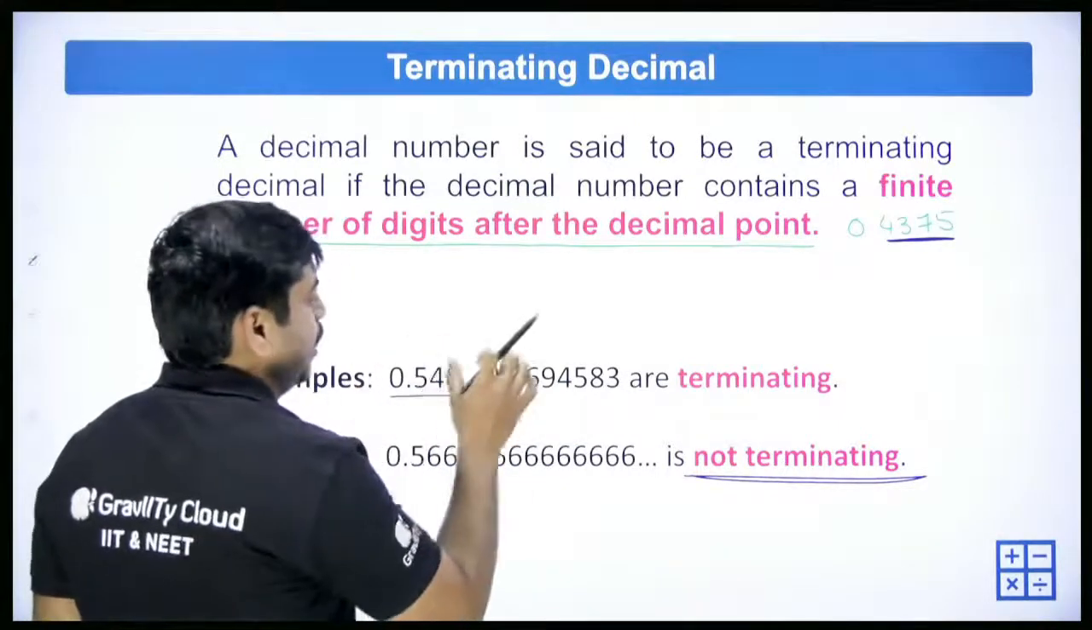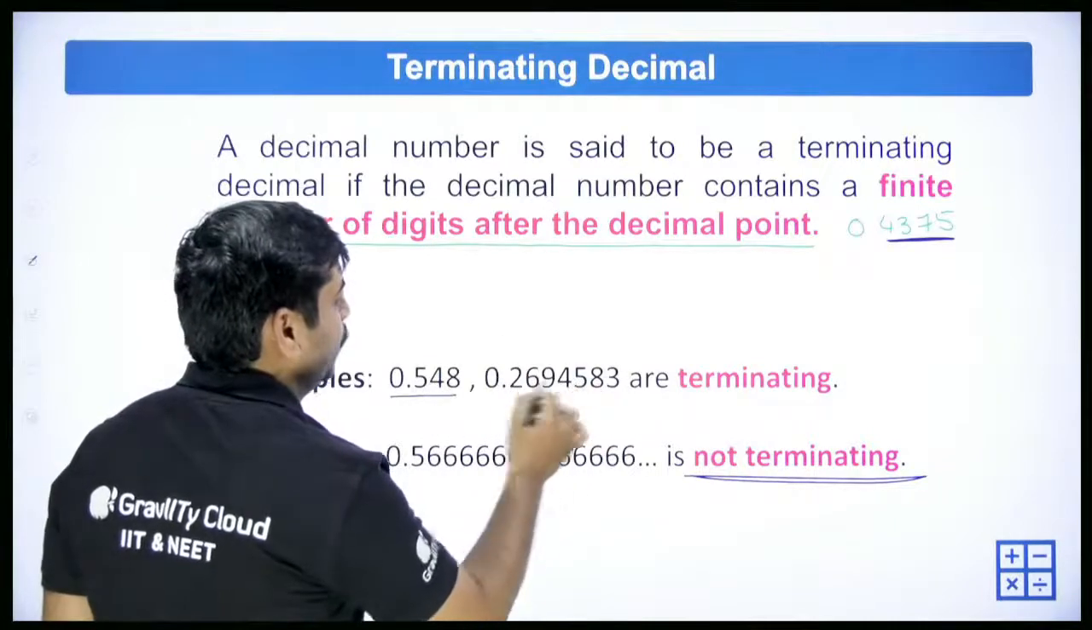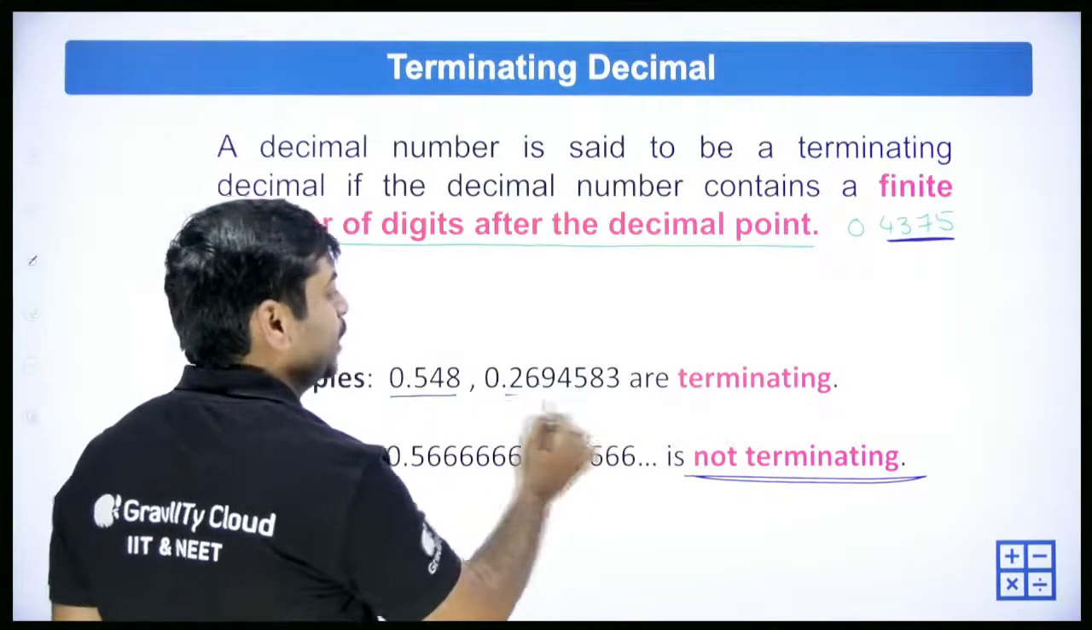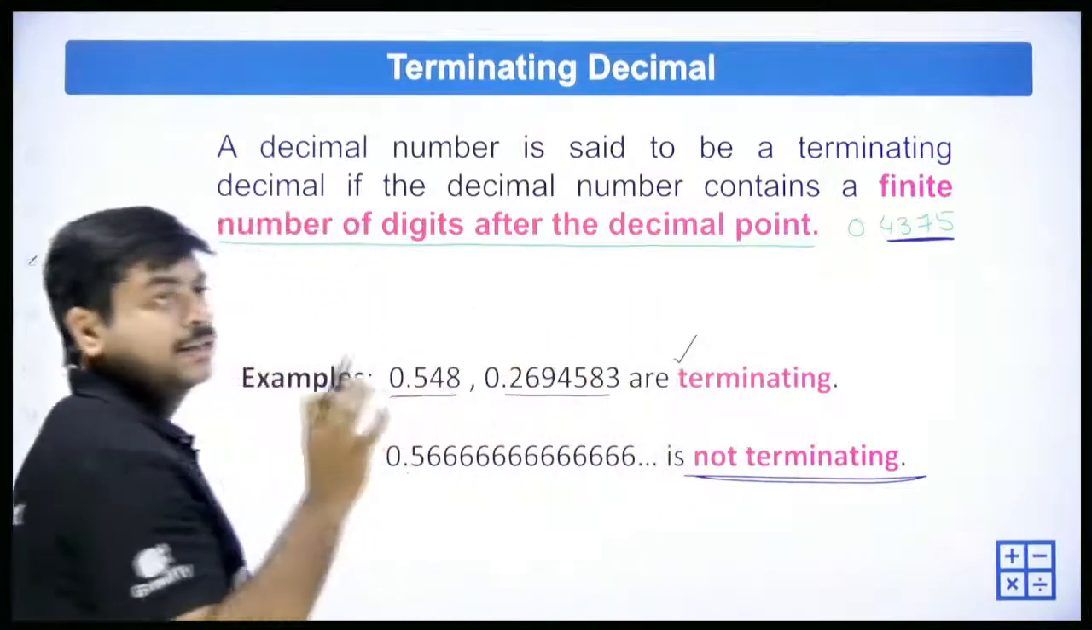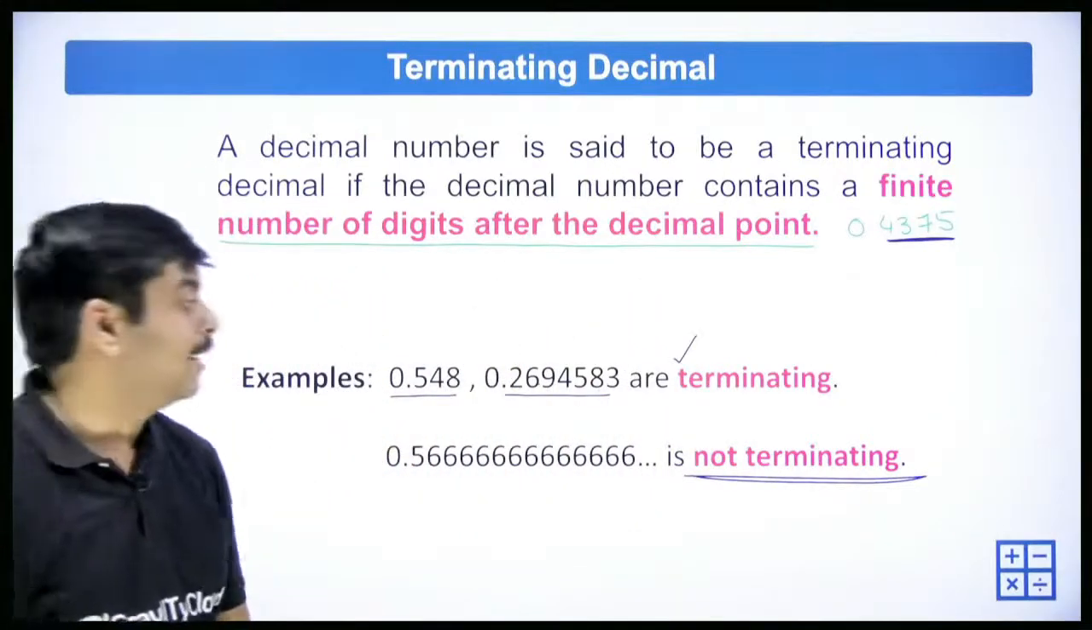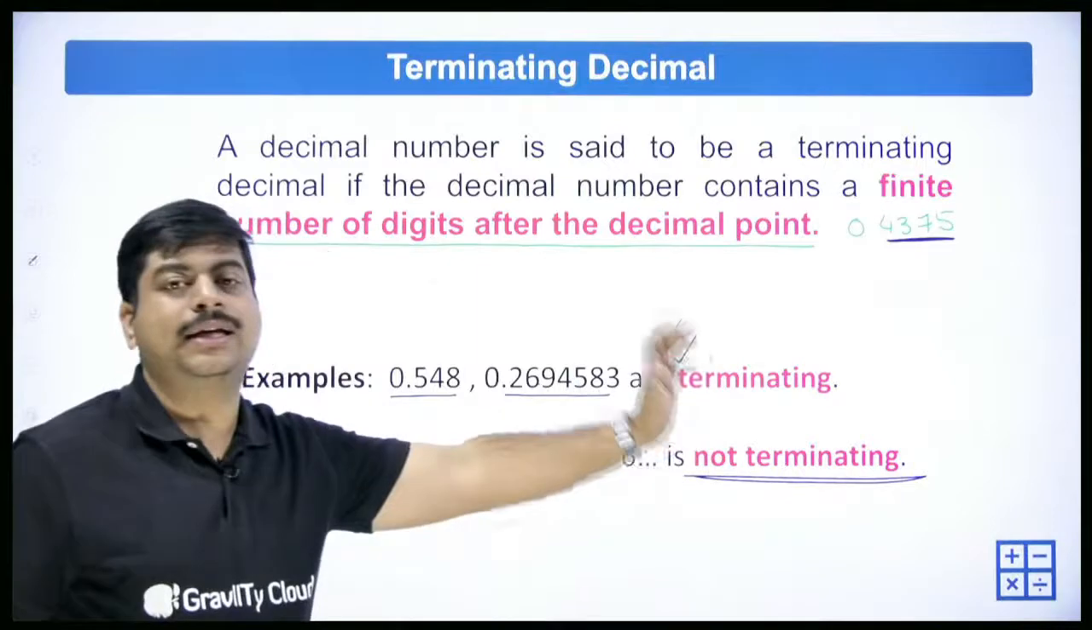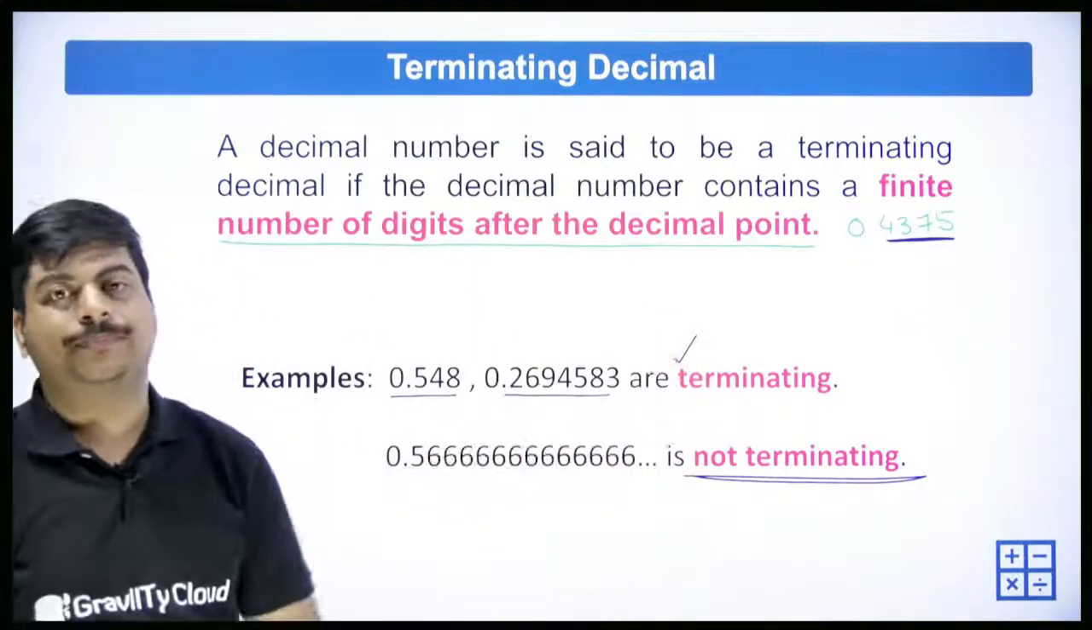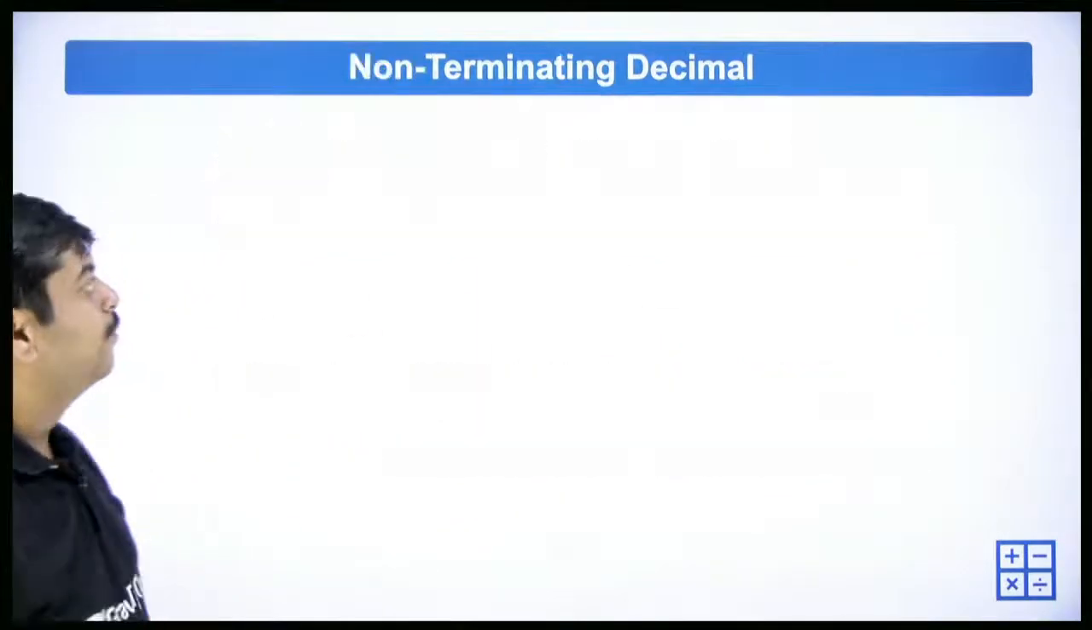0.548, fixed. 1 2 3 4 5 6 and 7 digits after the decimal. It is fixed. It is a finite value. It is terminating. But here it is never terminating. It just keeps on going. Right? Let's go for one more.